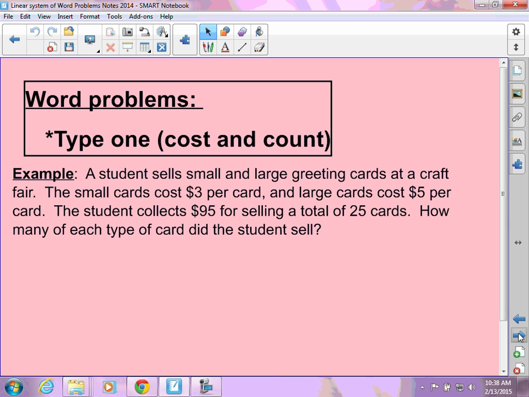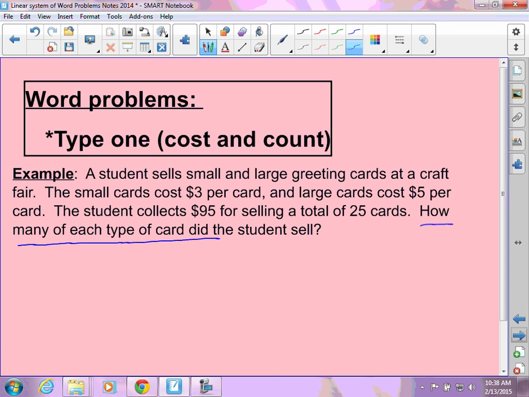Now the second step says define the variables. You're going to have an X and a Y, and you're going to find out how to define them. It's usually found at the end of the problem. Not always, but most of the time what you're trying to find is at the very last sentence of the problem. It says, how many of each type of card did the student sell? So I'm going to define my variables. I'm going to have an X equals, and a Y equals.